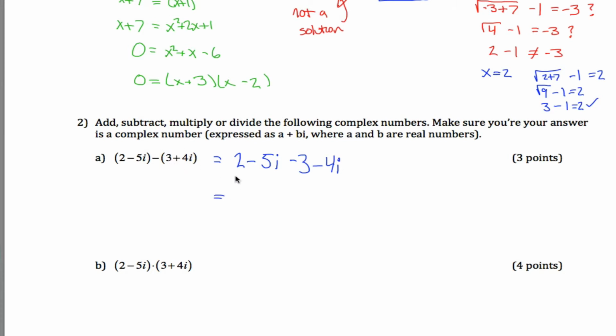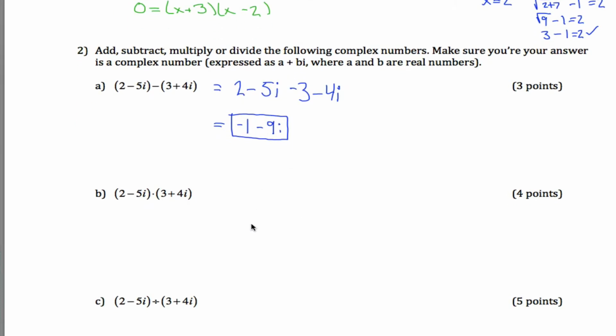And now if I combine like terms, 2 and negative 3 gives me -1. And -5 of these i things minus 4 more of these i things would give me -9 of these i's. And since this is now written in a plus bi form, I have my final answer. It says up here, make sure you express it as a plus bi. Okay, so that's subtraction.